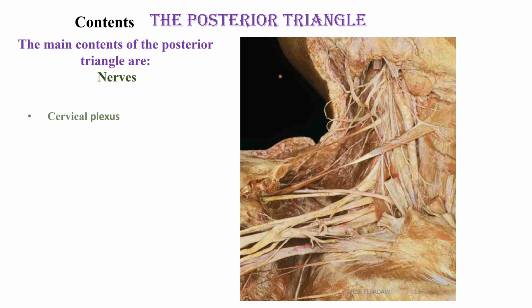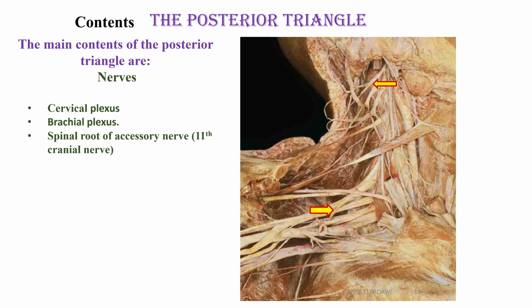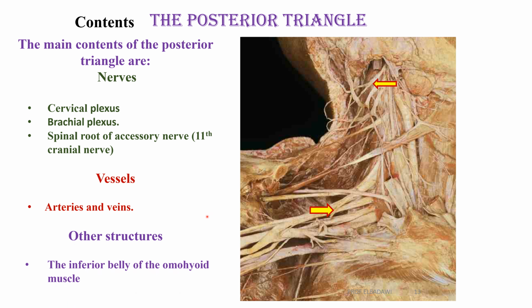The nerves are the cervical plexus, the brachial plexus, and the spinal root of accessory, which could be one of these, but it will be seen in another specimen. The vessels are arteries and veins: subclavian artery, subclavian vein, suprascapular artery and vein, and so on, and other structures like the inferior belly of omohyoid, the superior belly of omohyoid, and the lower deep cervical lymph nodes, which will be along the lower part of the internal jugular vein, posterior to it. That is the lower deep cervical. The upper deep cervical will be along its anterior border above.